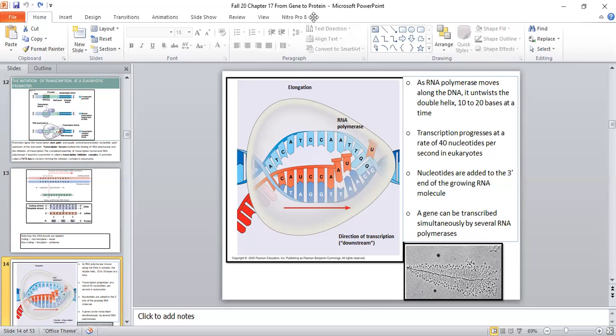This is also very interesting. A gene can be transcribed simultaneously by several RNA polymerases. Now look, one RNA polymerase attaches here. It will move, and once it is moving, behind it again one RNA polymerase will attach. So simultaneously, it will make one messenger RNA.